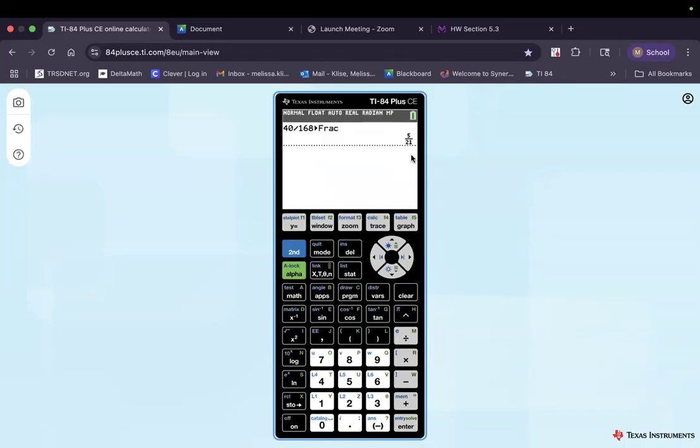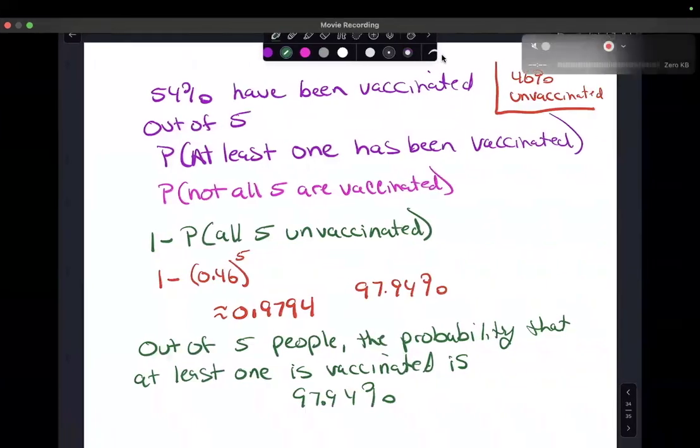So for any fraction that you have, if I had 360 divided by 1848, I could do math, choose the fraction option, enter, enter, and it simplifies the fraction for you. It's really cool.